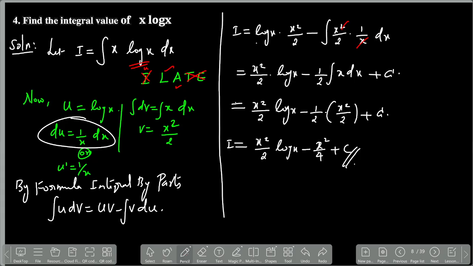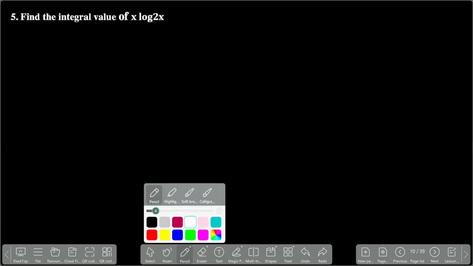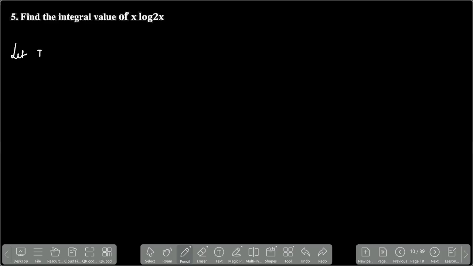Question number 5. What is the fifth one? Find the integral value of log 2x. Integral of log 2x. Already we have done log x. It is log 2x, that is the difference. Now let I equal the integral of x into log 2x.